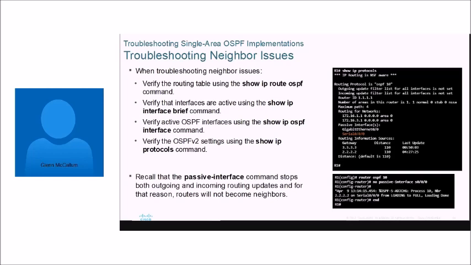So with the neighbour issues, show IP route, of course, will tell you if you're learning routes. Show IP interface brief, show IP OSPF interface, and so on. And of course, looking for passive interfaces is another thing you might want to do. Serial 0/0/0 is probably not a passive interface you want, and so you might want to reverse that.